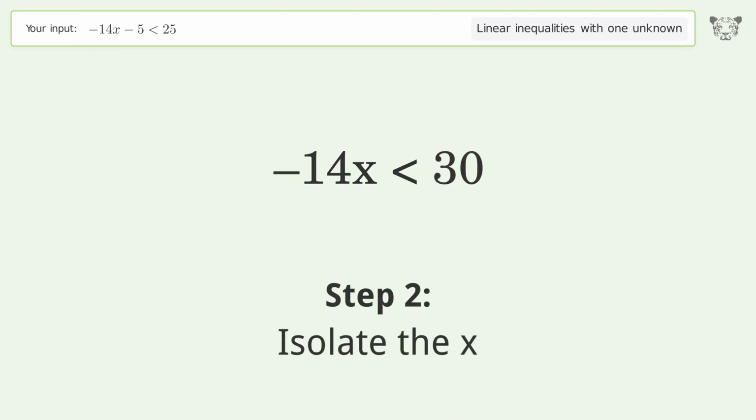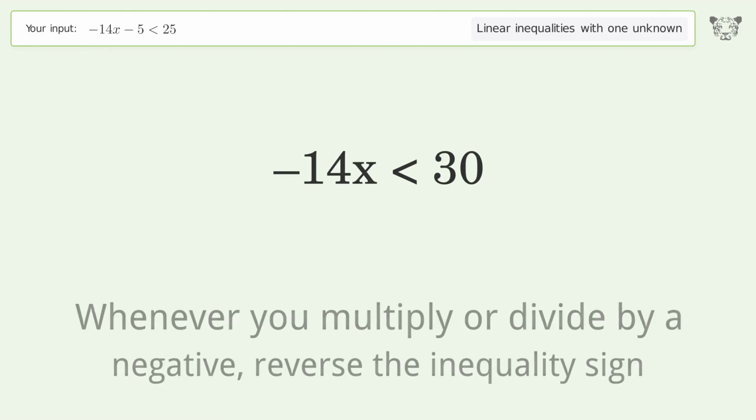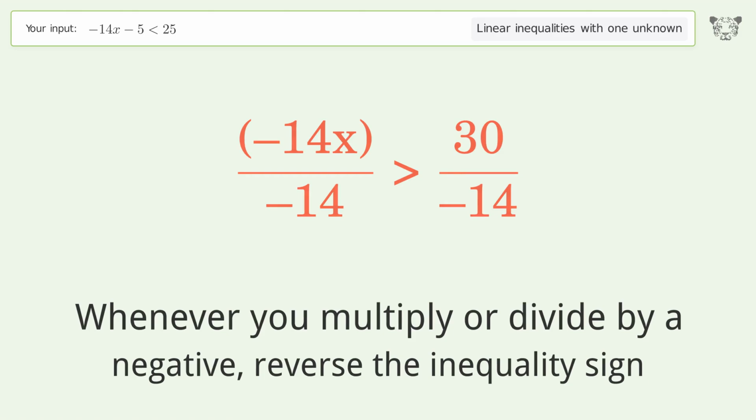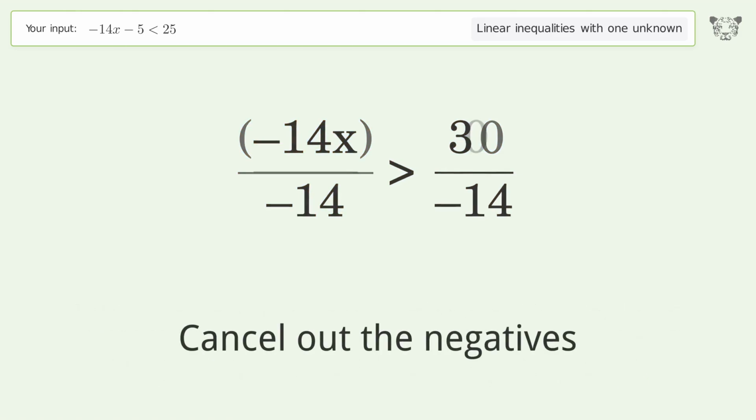Isolate the x. Divide both sides by -14. Whenever you multiply or divide by a negative, reverse the inequality sign. Cancel out the negatives.